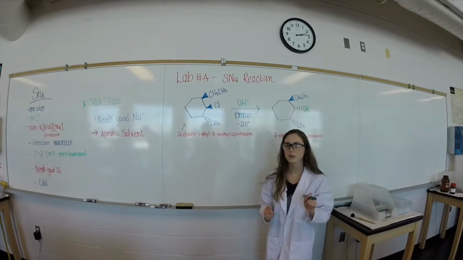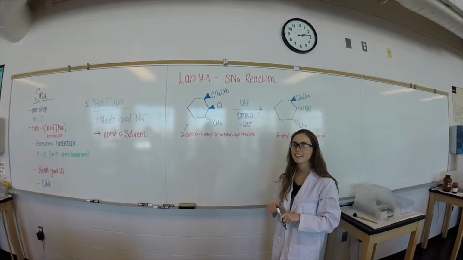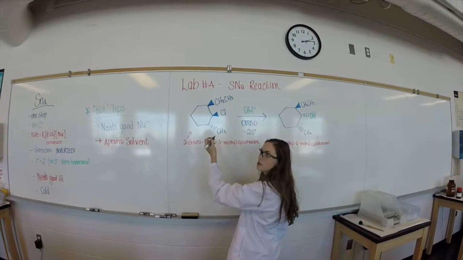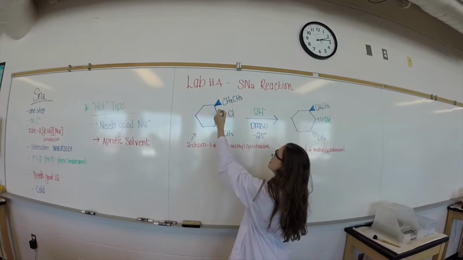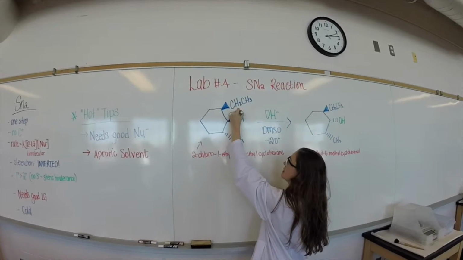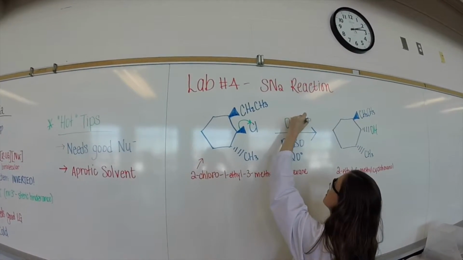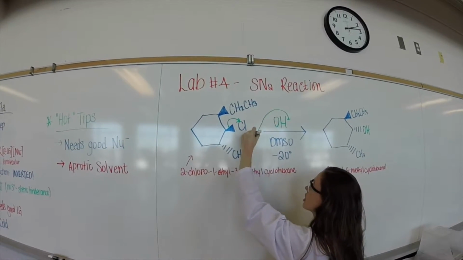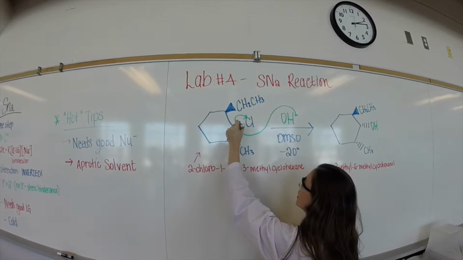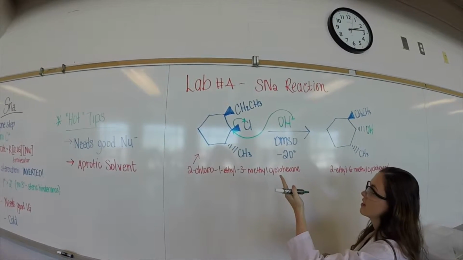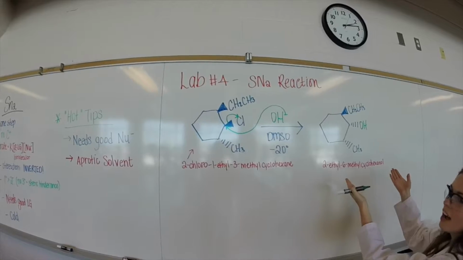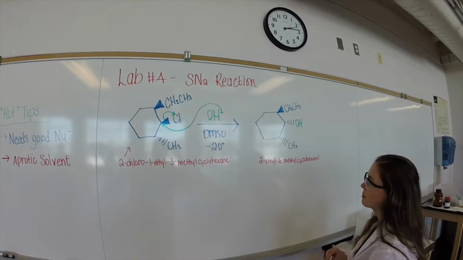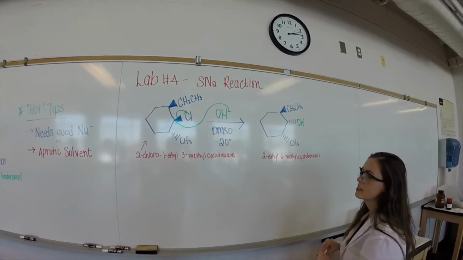Okay, class, did everyone get the right product? Yeah! Good! So I'm going to show the mechanism for you guys. So we're going to have chlorine as your leaving group, it leaves, and then the OH with the minus charge comes in. And remember, that's all in one step, and then we get our product with the inverted stereochemistry at where the leaving group was.